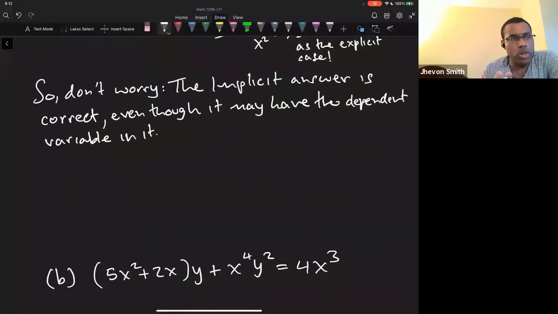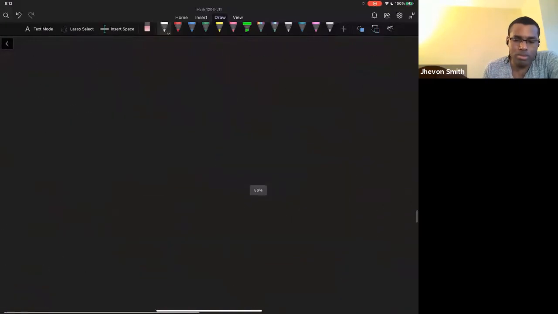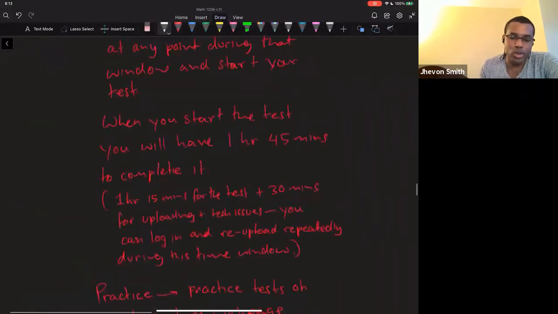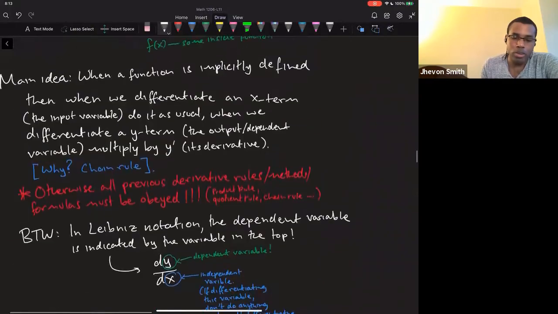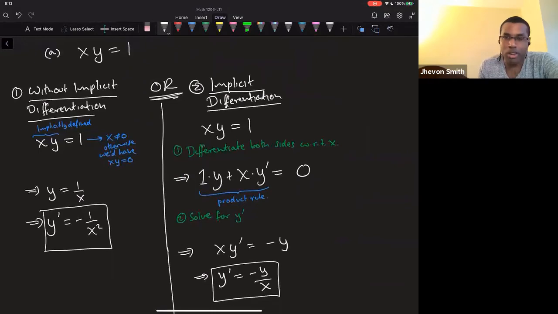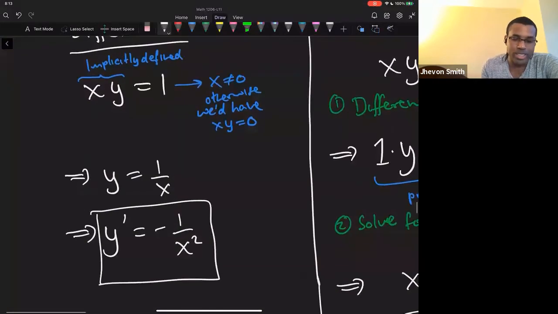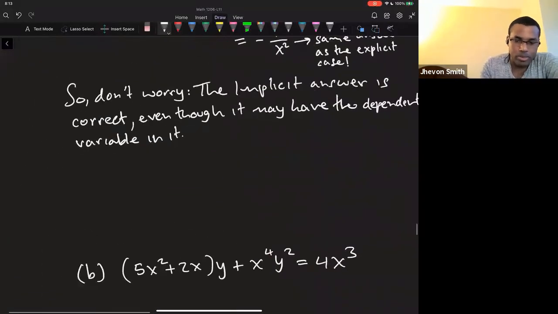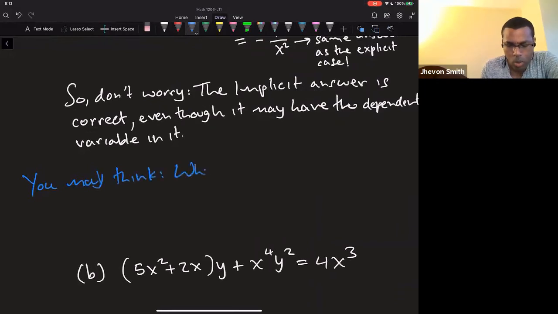So at this point, you might be wondering, well, is this thing optional then? Like, what was the big deal? Like, why did I have to go through all this trouble up here telling you about implicit differentiation? Like, I didn't need it here. I could have solved for the y. It's even shorter doing this, not doing implicit differentiation. Like, why are you telling me about this, Jhevon? Okay, so you may think, why implicit differentiation if I could do without it?